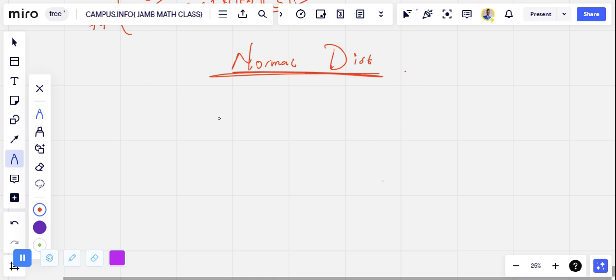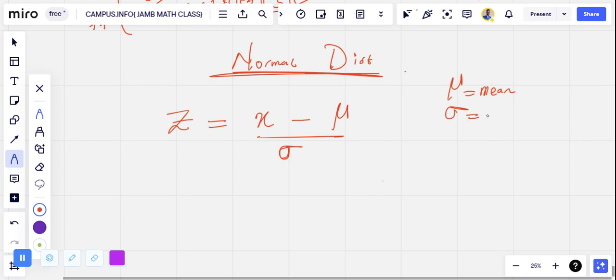For normal distribution, you only need to take note of the formula. It is not something that is really easy to cram, but it is advisable that you know this main formula, which is z score equals x minus mean over standard deviation. This symbol simply means mean, and this symbol means standard deviation. The mean I call average as well, and it's also equal to np. This x is the score value given to us, and this z is called the z score. This is standard deviation, this is mean.